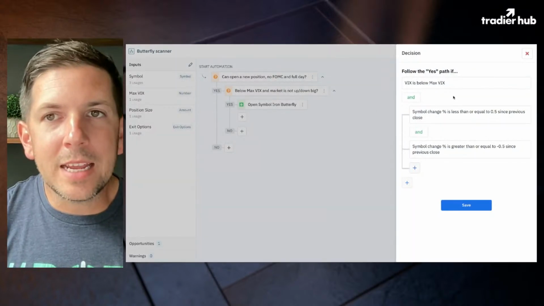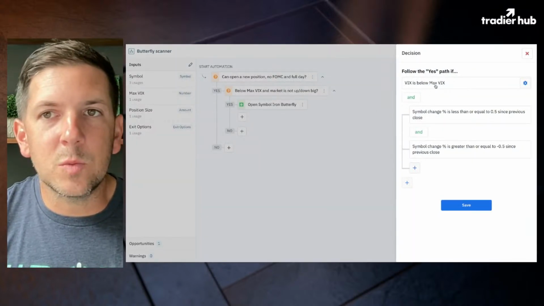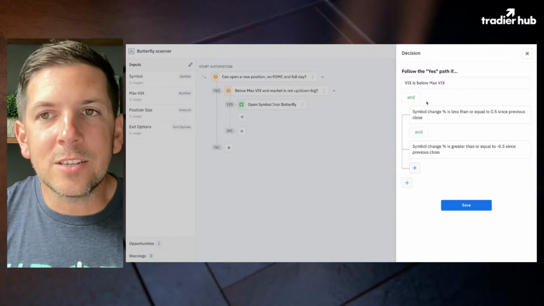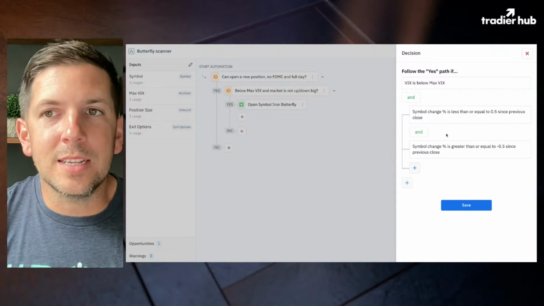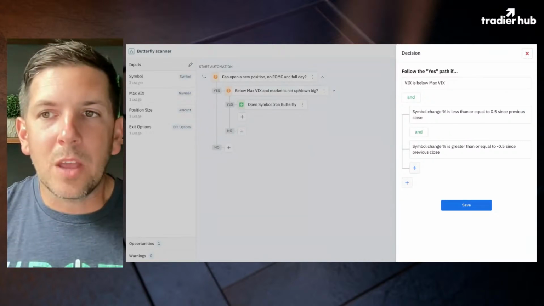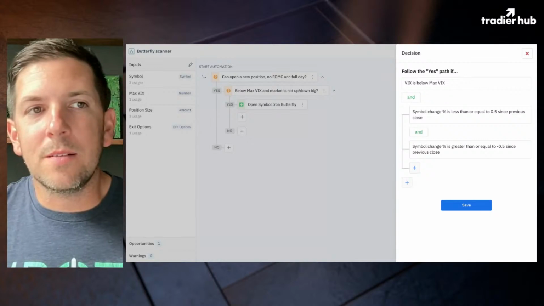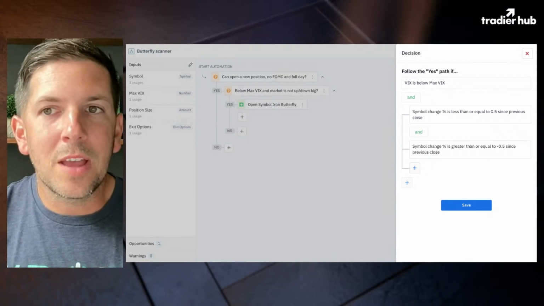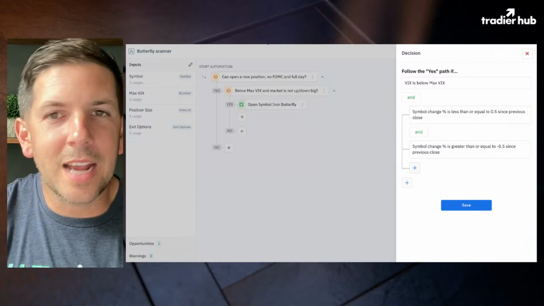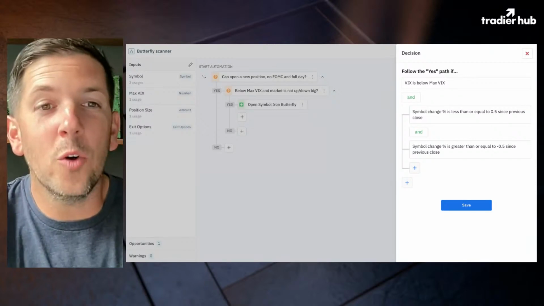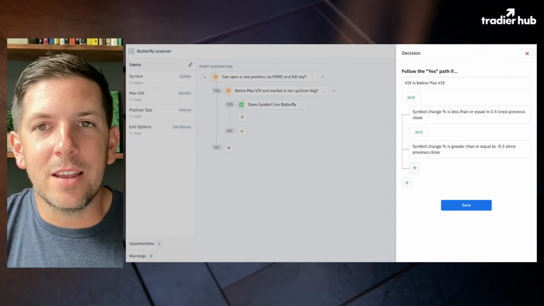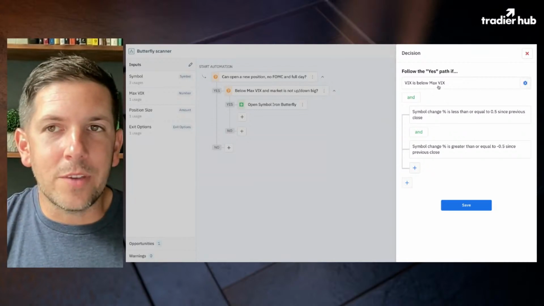Inside of here, he also checked that the VIX is below your maximum VIX setting that we set, which I set at 30. And we're checking to see if the symbol change is less than 5% since the previous close in either direction. So basically, we're checking to see if the market had, you could call it, not an inside day, because that's not the technical term for it, but a low volatility day or lower volatility day.